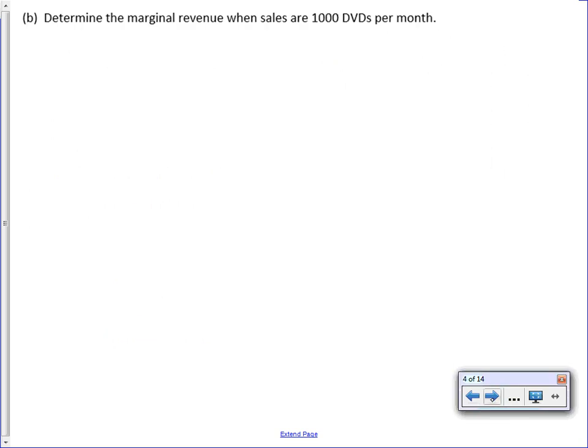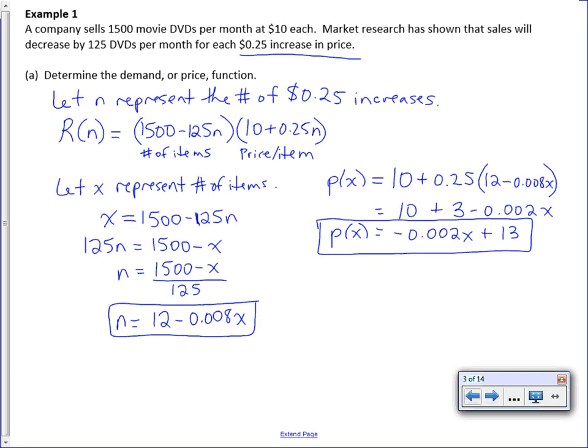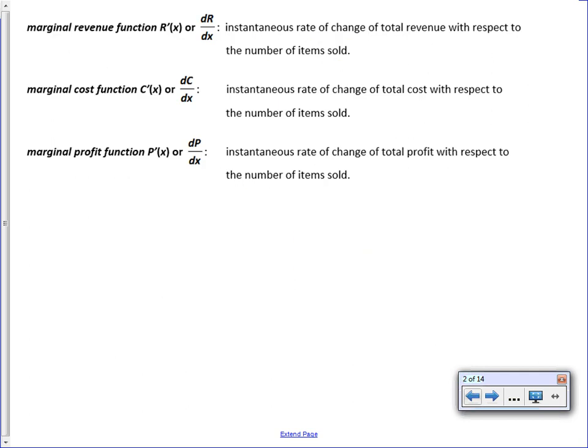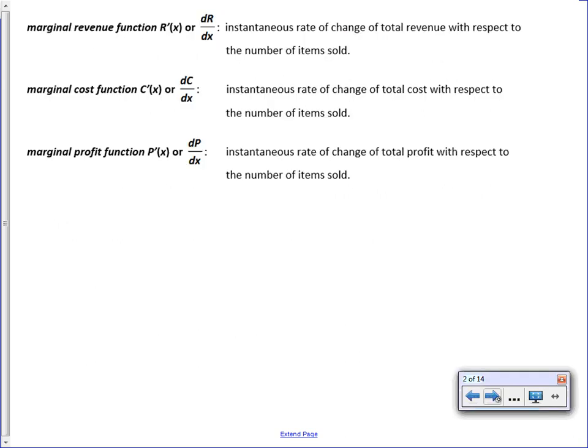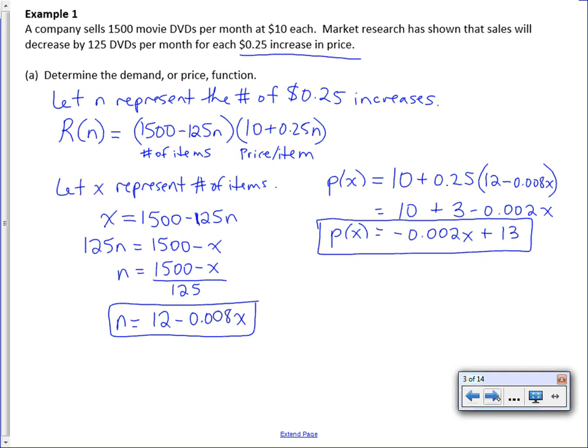It says determine the marginal revenue when sales are 1,000 DVDs per month. So there's my demand function. Before I can find marginal revenue, I need the revenue function. And this is the key, guys. The revenue function is X times the demand function. Remember, it's still number of items times price per item. You turn number of items into X, and your price per item is this. We just changed the variable, but it's the same relationship.